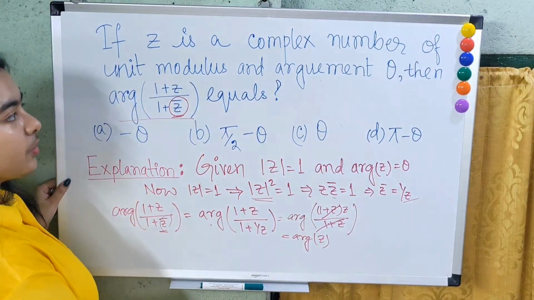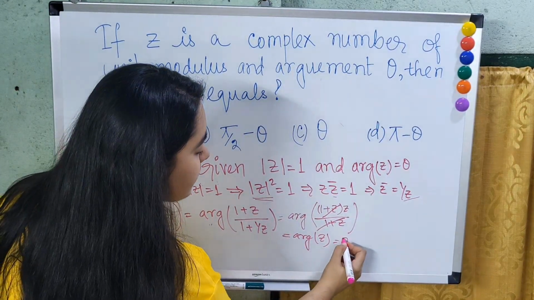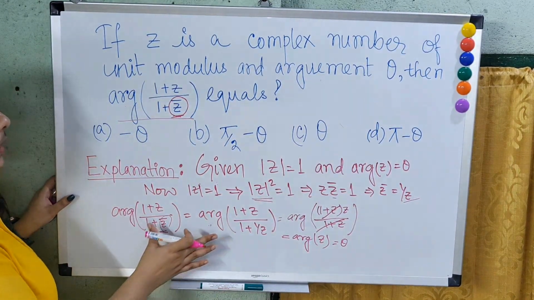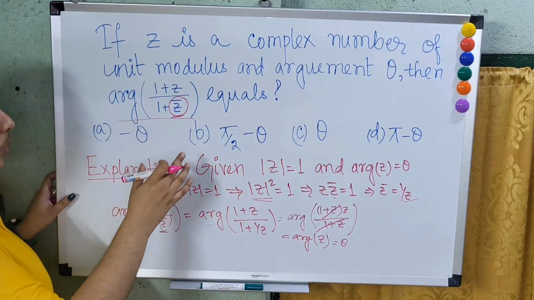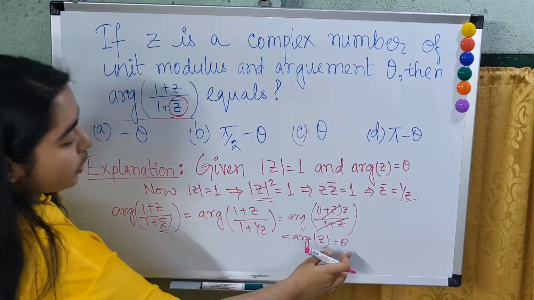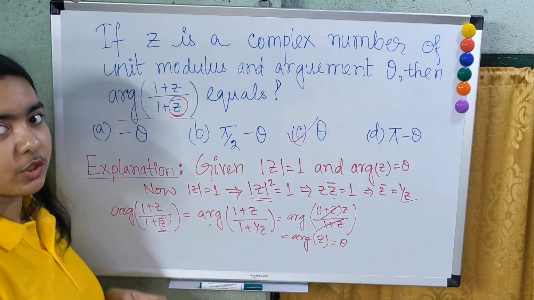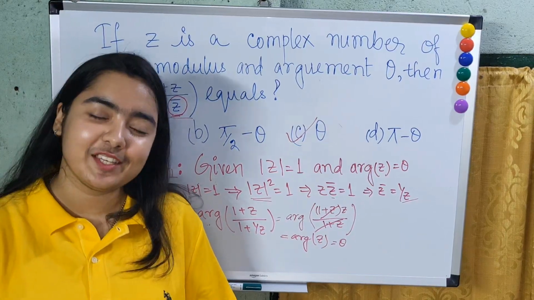Now what was the argument of z? That was theta, which was given to us. So this is equal to theta. So the value that was to be found out, that is the argument of (1 plus z) by (1 plus z bar), is equal to theta. So what is this equal to? Theta, which is the third option. That is, option C is correct.